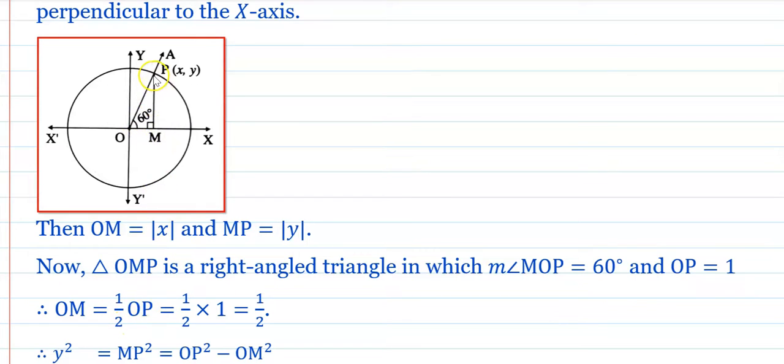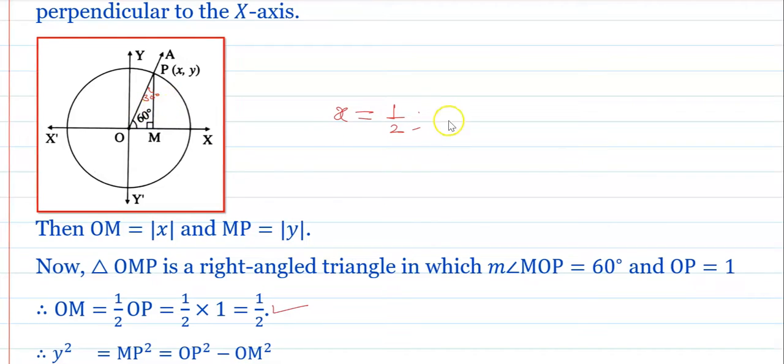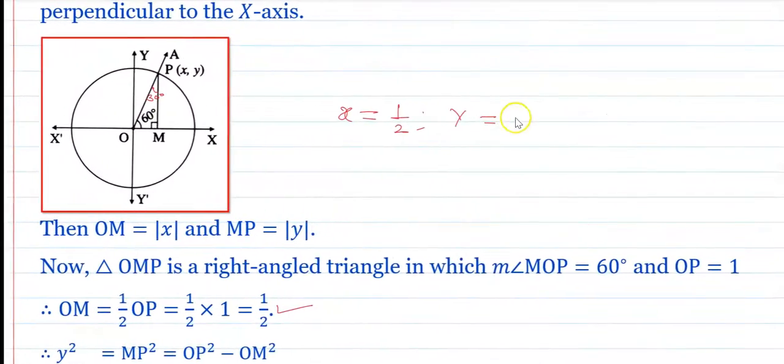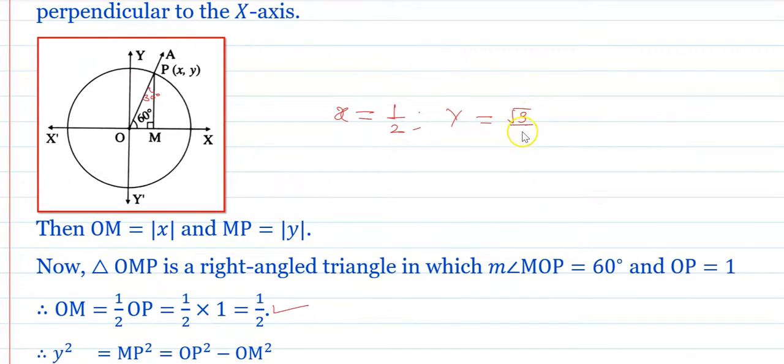आता जर हा OMP is 30, 60, 90 and the measure of this angle OPM is equal to 30 degree. The side opposite angle 30 is half of the hypotenuse, that is 1 upon 2 OP. म्हणजे OM किती आला? OM is equal to 1 upon 2. And OM is nothing but the x distance, that is equal to 1 upon 2. And what about the PM? PM म्हणजे काय? The side opposite angle 60 degree is root 3 by 2 times the hypotenuse. Therefore, PM is equal to root 3 by 2 into hypotenuse, means into 1.